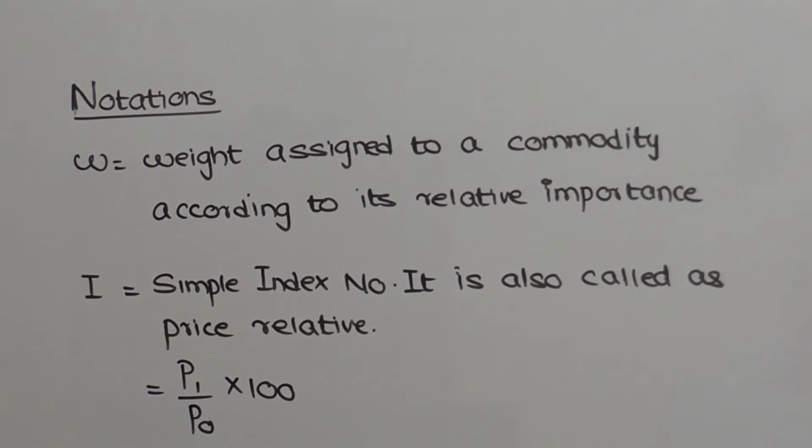W is the weight assigned to a commodity according to its relative importance. I is the simple index number. It is also called a price relative. I equals P1 upon P0 into 100.